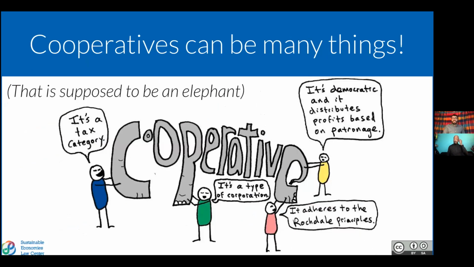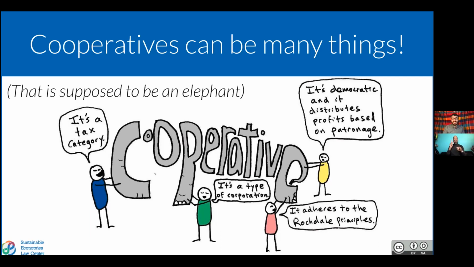So, cooperatives. Cooperatives can be a lot of things. Folks are here today because they are interested in legal entity options for worker cooperatives. And I want to flag that cooperative can mean lots of different things to lots of different people. To illustrate, here are people touching an elephant without seeing it. Depending on what part of the elephant you're focused on, you can conclude different things about what you're touching.